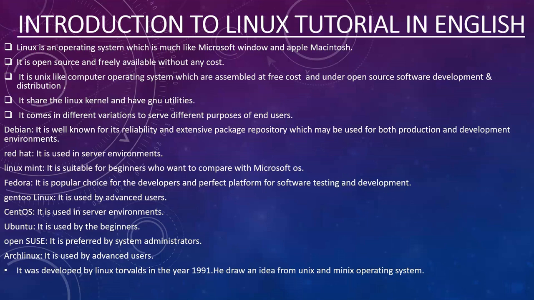It comes in different variations to serve different purposes of end users. Debian is well known for its reliability and extensive package repository, which may be used for both production and development environments. Red Hat is used in server distribution. Linux Mint is suitable for beginners who want to compare with Microsoft OS. Fedora is a popular choice for developers and a perfect platform for software testing and development.